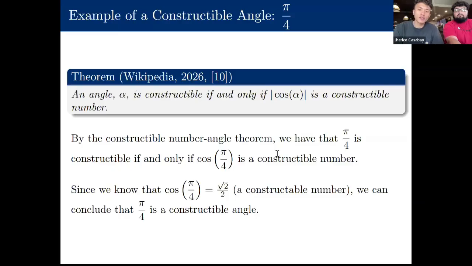We denoted this theorem the constructible number angle theorem so that we can cite it multiple times. Say we have pi over 4 as a constructible angle. If we take cosine pi over 4, that's equal to the square root of 2 over 2. We know that square root of 2 is a constructible number, and we also know that one half is a constructible number. So if we take the product, square root of 2 times 1 over 2, we get that square root of 2 over 2 is a constructible number. And so we can confirm that pi over 4 is a constructible angle by the constructible number angle theorem.